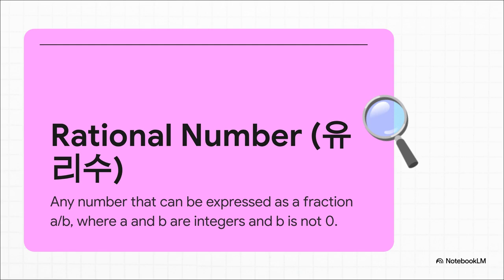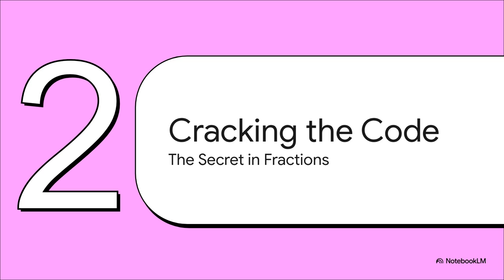And here's the cool part. Both of these guys, the ones that stop and the ones that run forever, they both belong to the same big family. We call them rational numbers. And all that means is that it's a number you can write as a simple fraction. So whether it terminates or repeats, if it started as a fraction, it's rational. Okay, so we know who we're dealing with. Now it's time to crack the case.